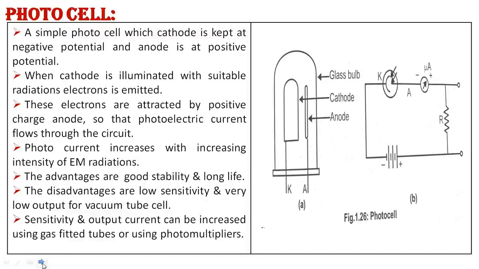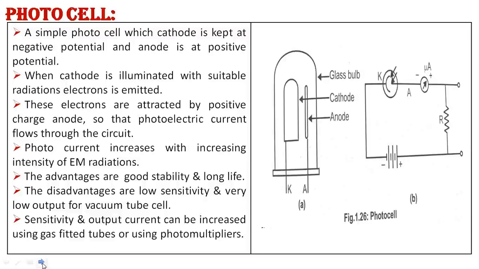When the cathode is illuminated with suitable radiation, electrons are emitted. These electrons are attracted by the positively charged anode so that photoelectric current flows through the circuit. The photocurrent increases with increasing intensity of EM radiation. The advantages are good stability and long life.